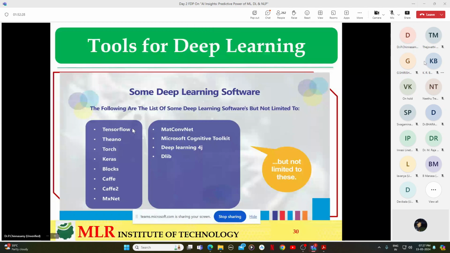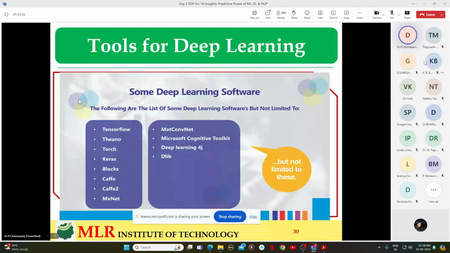Coming to the right-hand side, we have advanced tools for deep learning software or applications: Convolutional Networks, Microsoft Cognitive Toolkit, Deeplearning4J, and DLib. Out of these almost 11 to 12 tools, most people use TensorFlow, and some who work on advanced-level concepts, like hybrid level or self-supervised learning methodologies, can use the Deeplearning4J tools, right?